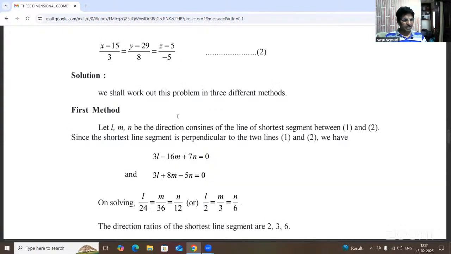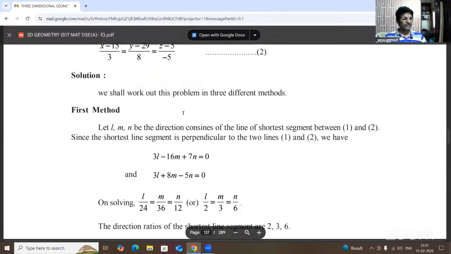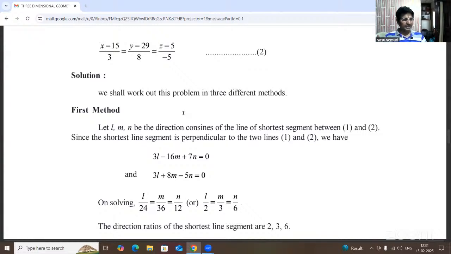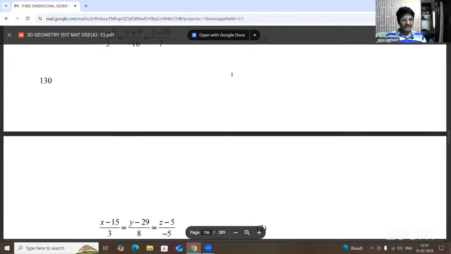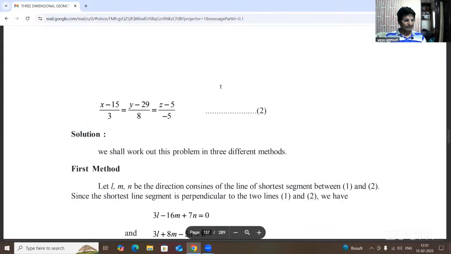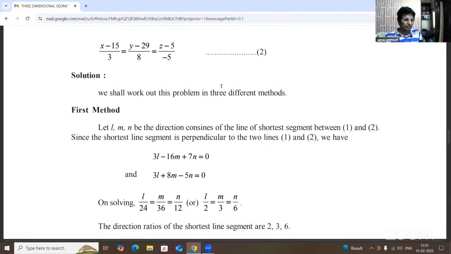There are two methods. First, you have to see the first method. Let L, M, N be the DCs of the shortest line segment between the first and second lines. The first line's normals are 3, minus 16, 7, and we write them in terms of LMN: 3L minus 16M plus 7N equal to 0. The second line's normals are 3, 8, minus 5, which gives 3L plus 8M minus 5N equal to 0.